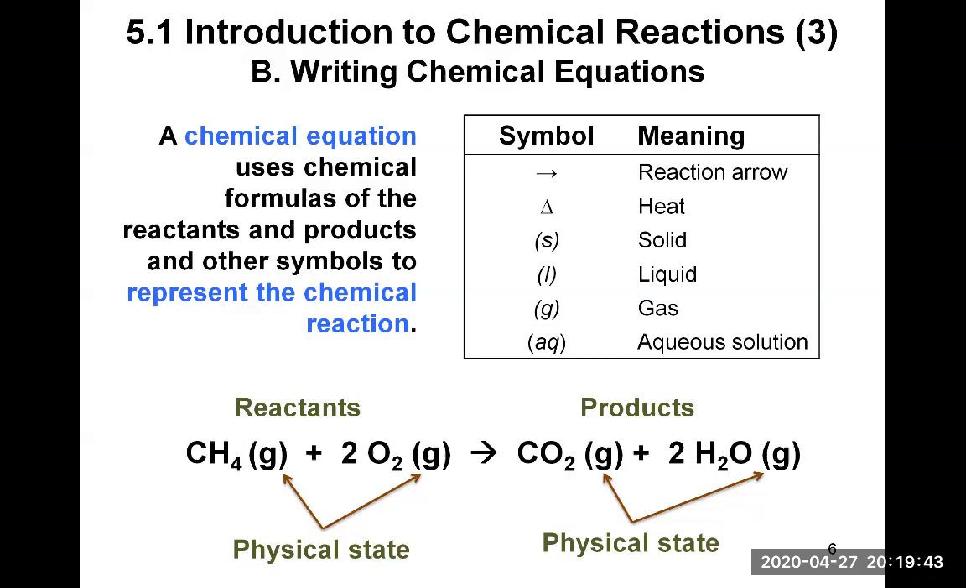The other symbol we see here in the table, the delta, symbolizes heat. Sometimes reactions occur only if you bring some energy, and this would be shown above the arrow. You would have the symbol delta above the arrow to say that you need heat to have the reaction happen.